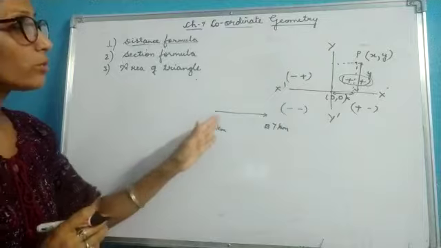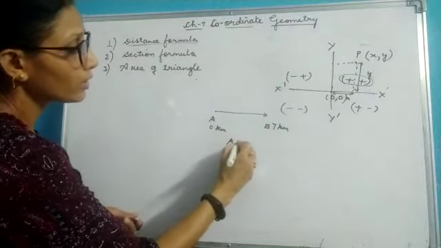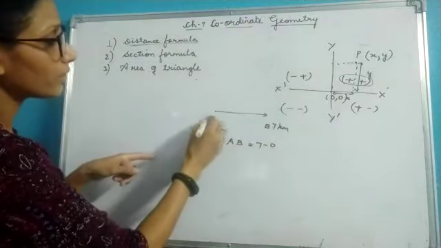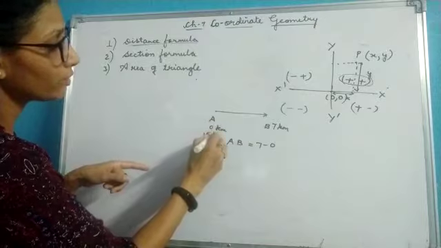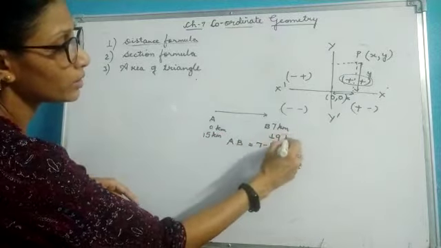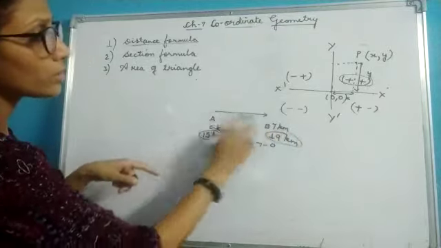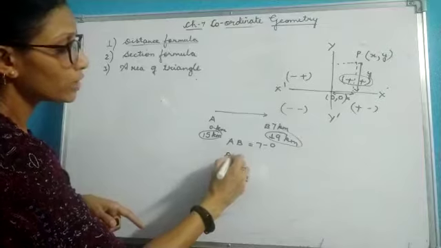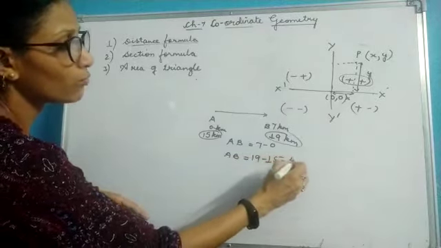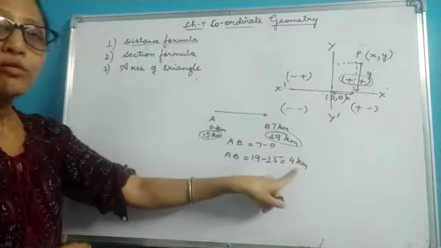then if I ask you to find out the distance traveled by the boy, then what are you doing? You are doing, that means AB is equal to 7 minus 0. If I say your initial point is 15 kilometers and the boy is traveling say 19 kilometers till here. So if I say now you find out the distance traveled by the boy, obviously you will be finding it as 19 minus 15, which is equal to 4 kilometers. That means the boy has traveled from here to here 4 kilometers.